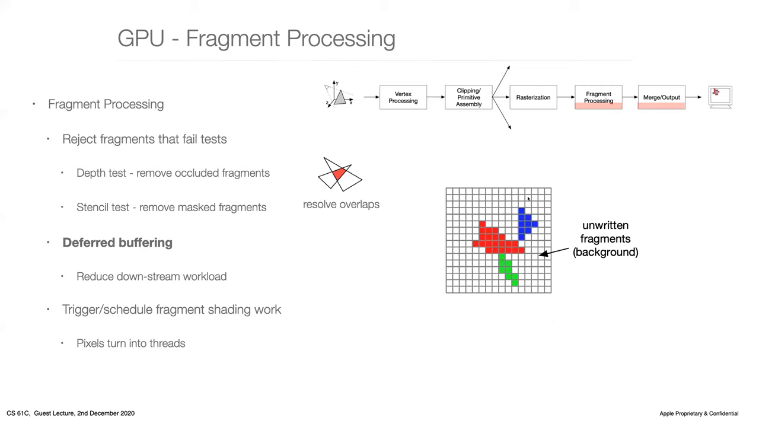And then the other piece of the scene may just be unwritten. So we might just store a bit for each tile, or really each pixel on the screen, that says, hey, this is the clear color. We're not gonna touch it. We don't have to do anything with that particular pixel.